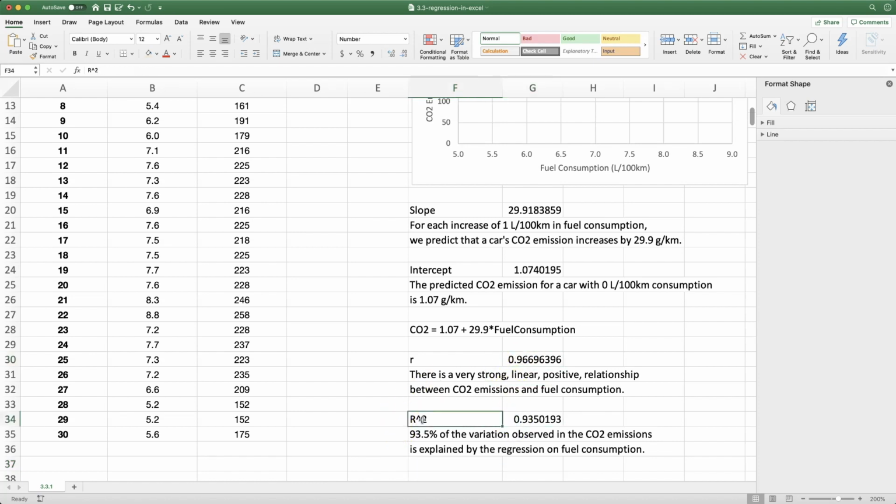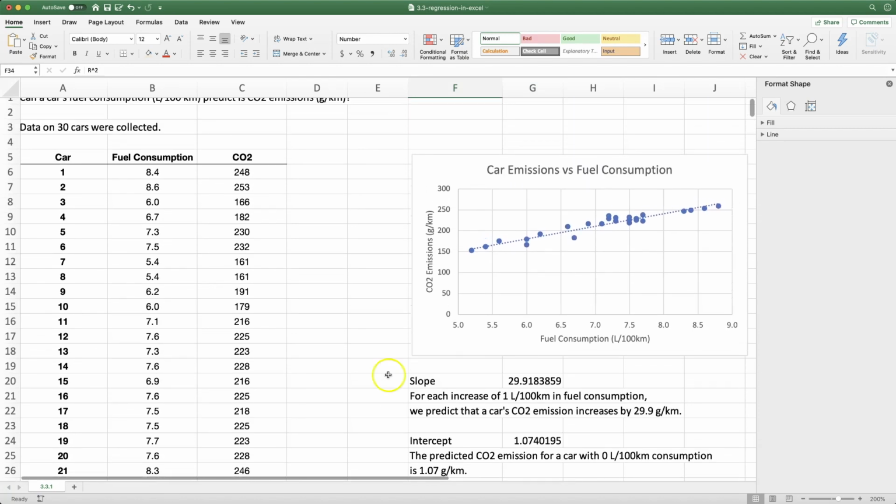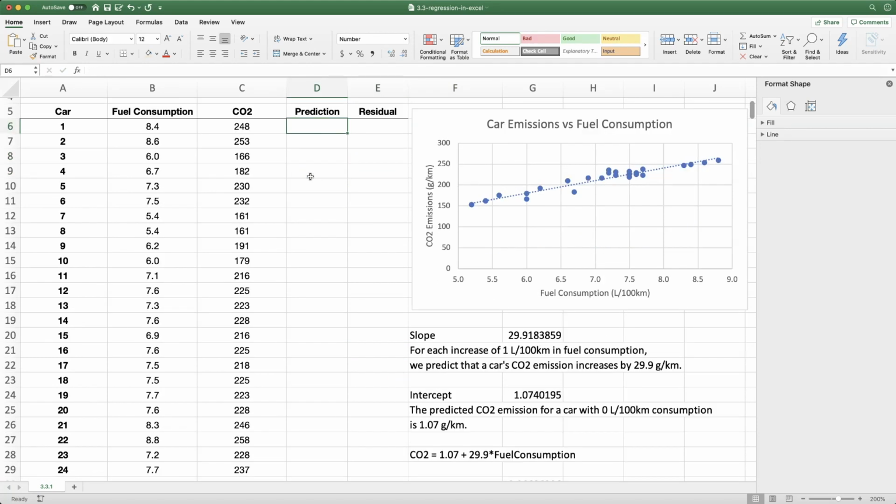So finally, let's use this regression model to make some predictions. In the data table, add columns for prediction and residual. For the first car, we make the prediction using the regression line. We take the intercept, and we add the slope times this car's fuel consumption. Intercept plus slope times x value. Since we'll be autofilling this formula to all of the rows, and we don't want the reference to the slope or intercept to move, we need to add dollar signs to the row numbers in the references to fix them there.